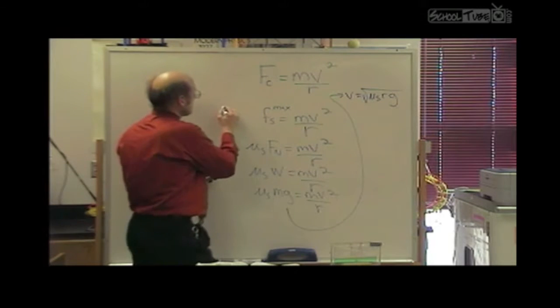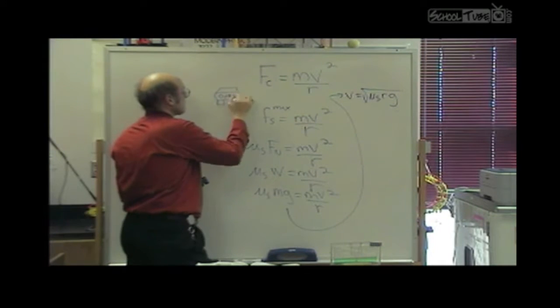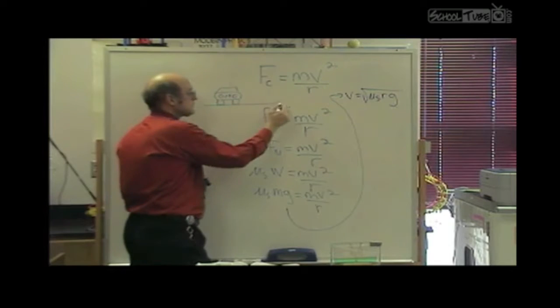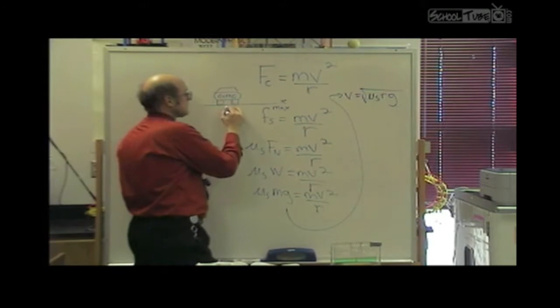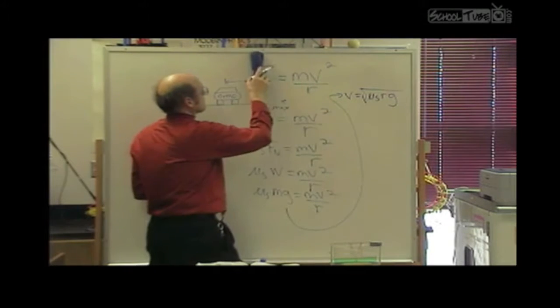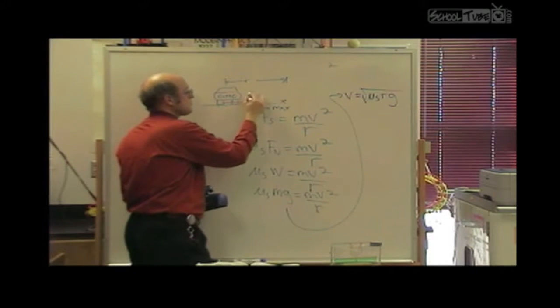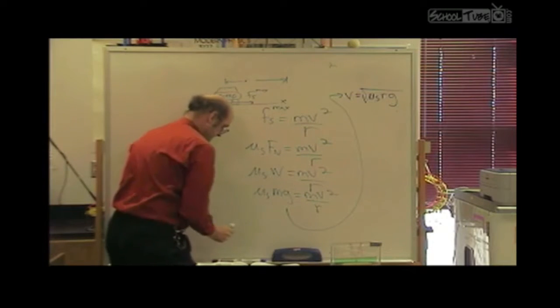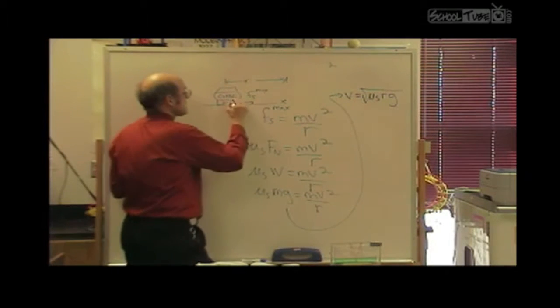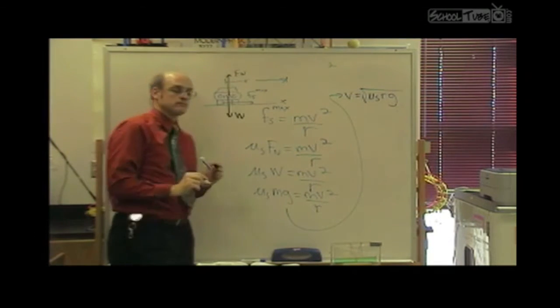Let me draw a diagram. Here's the car, here's the center of the circle, the radius of the circle, r. Friction acts inward. If it's on the verge of slipping, it's a maximum force of static friction. The weight of the car acts downward, and the normal force acts upward.